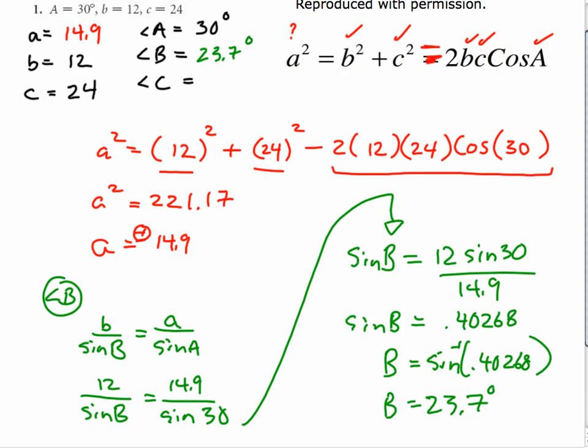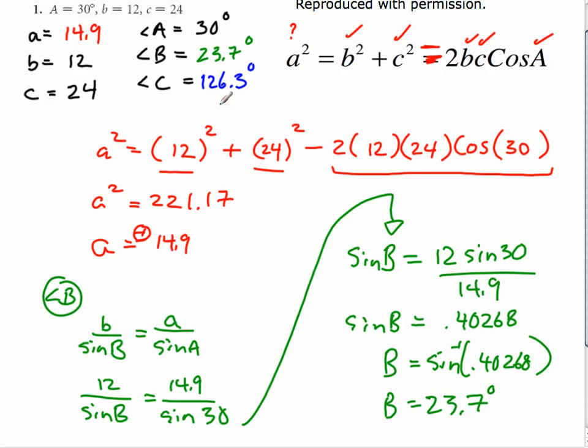Now I need to find angle C, and to do that, all three angles have to add up to 180, so I can go 180 minus 30 minus the 23.7, and it comes out to 126.3. 126.3 degrees. So there I've solved my triangle.